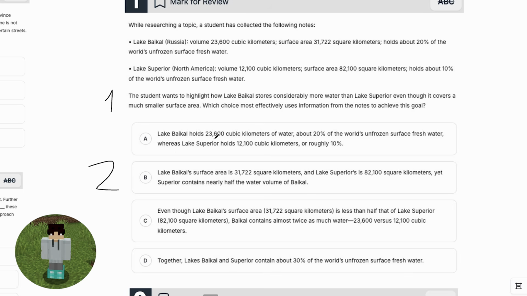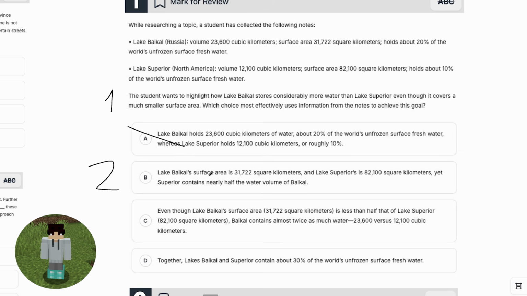Lake Baikal holds 23,600 cubic kilometers of water, about 20% of the world's unfrozen surface fresh water, whereas Lake Superior holds 12,100 cubic kilometers, or roughly 10%. While we talk about the amount of water, we don't talk about the surface area, so A must be wrong.